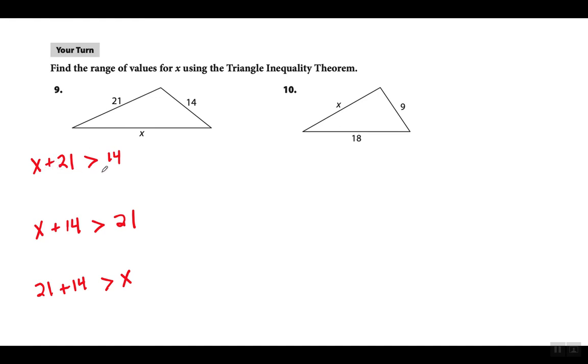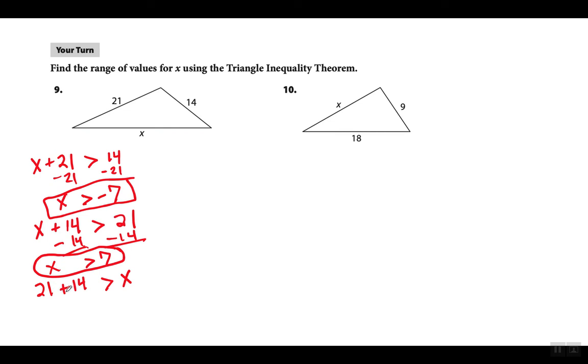In this one, when I subtract 21 from both sides, I'm going to get x has to be greater than negative 7. In this one, when I subtract 14, I'm going to get x has to be greater than positive 7.